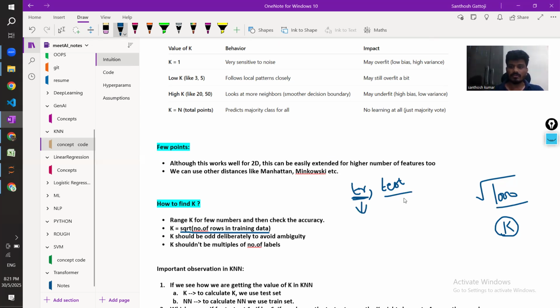Now you decide, start with some k. Let's say k is ranging from 1 to 30 or 20, for example. First take k equal to 1 and pass each of this data set from here and find out its corresponding value from the training data set. Getting? A little confused. Okay, fine.